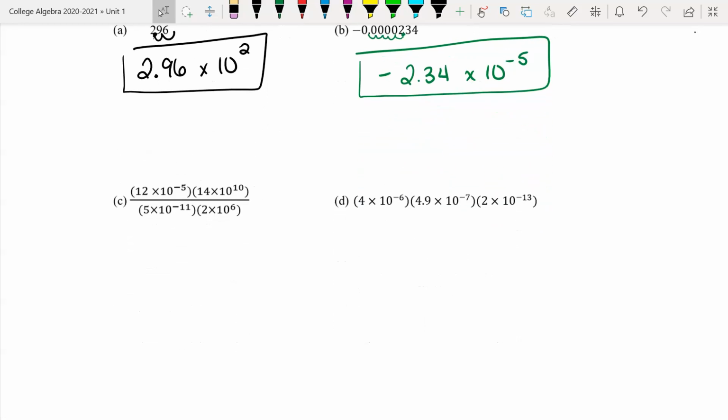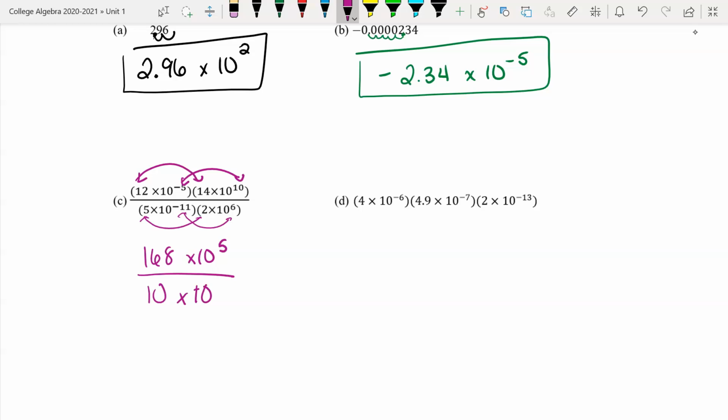Now the same rules apply to what we just did above. Let's do the top. 12 times 14. I get 168 times 10 to the fifth. I add my exponents. That's how I got to the fifth. Over the bottom, 10 times, because 5 times 2, I'm going to add these to the negative fifth. All right. So now I'm going to do the division. 168 divided by 10. I get 16.8 times 10 to the top minus bottom. Minus a negative turns into a positive, so it's 10 to the 10th.